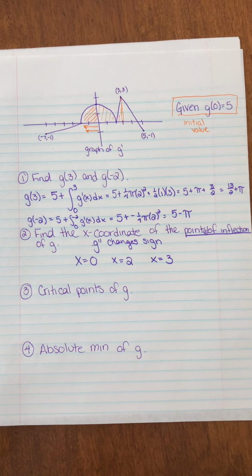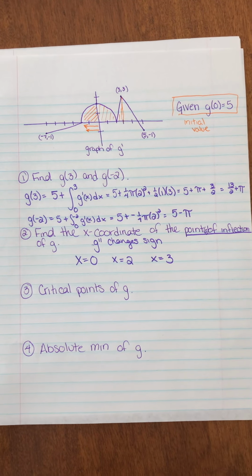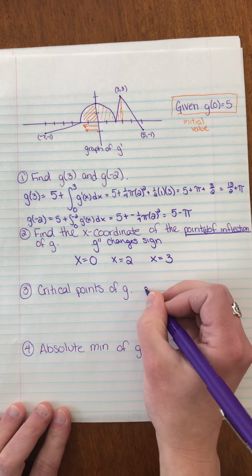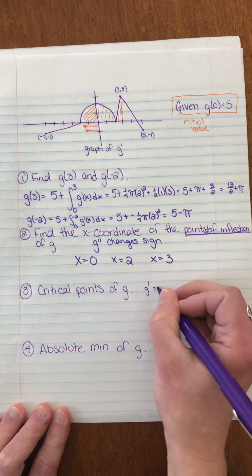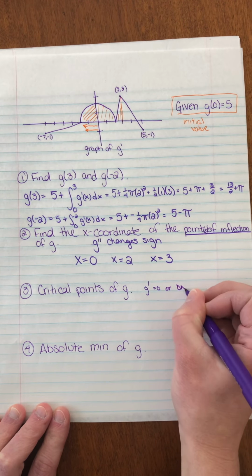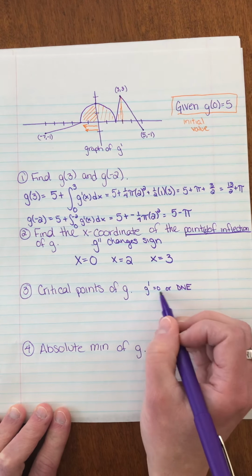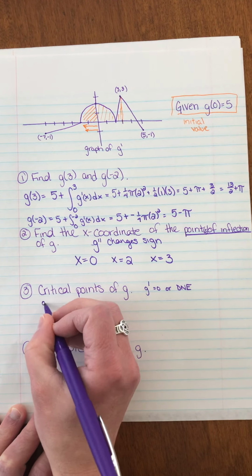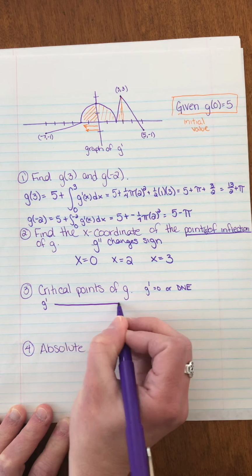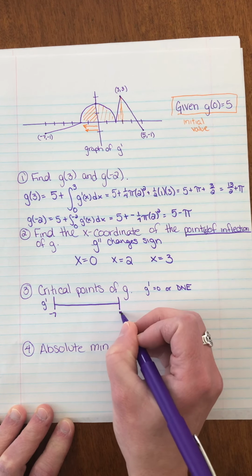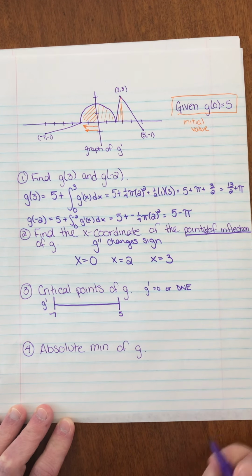Right, so tackling 3 and 4: find the critical points of G and identify each as a relative maximum, relative minimum, or neither, and explain your reasoning. Critical points are where G prime equals 0 or does not exist. The graph exists everywhere, so we're looking for where G prime equals 0. So for G prime, we're going to do our bar chart, and because there are endpoints here, we're going to cap that so I don't write infinity on my answer.